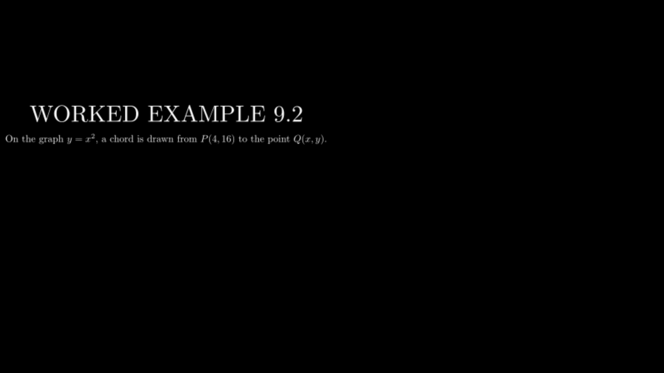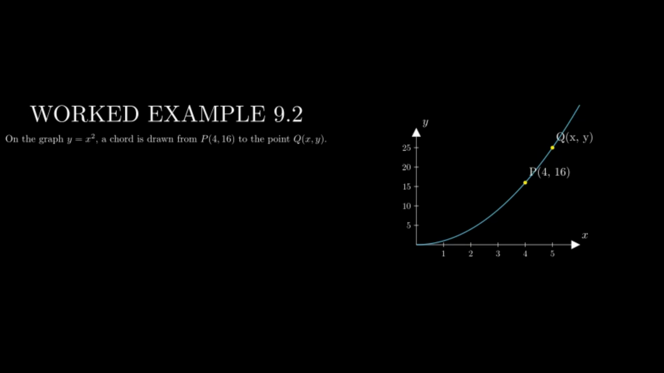Let's make this concrete with a worked example. We're going to find the gradient of a curve at a specific point using this limit process. Let's take the function y equals x squared. We want to find the gradient of the curve exactly at the point P, which has coordinates (4, 16). To do this, we'll pick a second point Q with coordinates (x, y), and we'll look at the gradient of the secant line PQ. We will then see what happens to this gradient as we let Q slide along the curve towards P. We'll organize our calculations in a table.